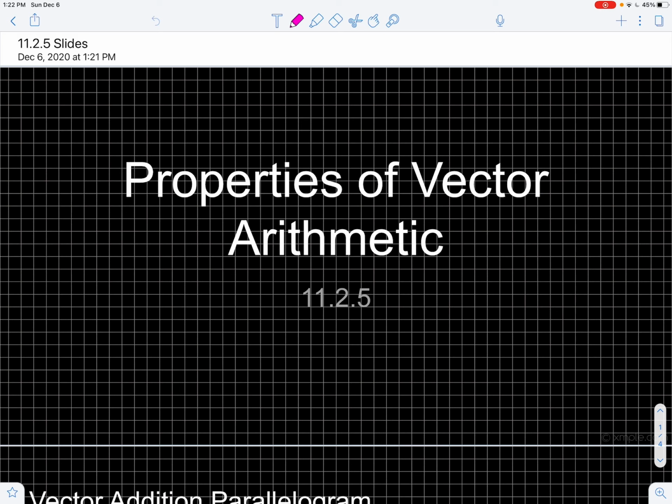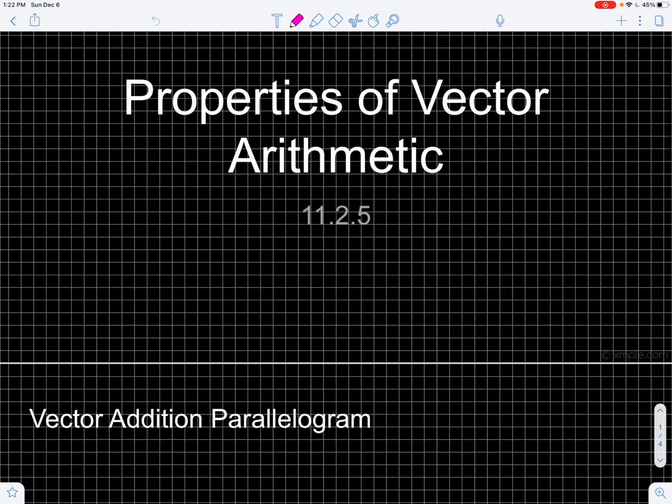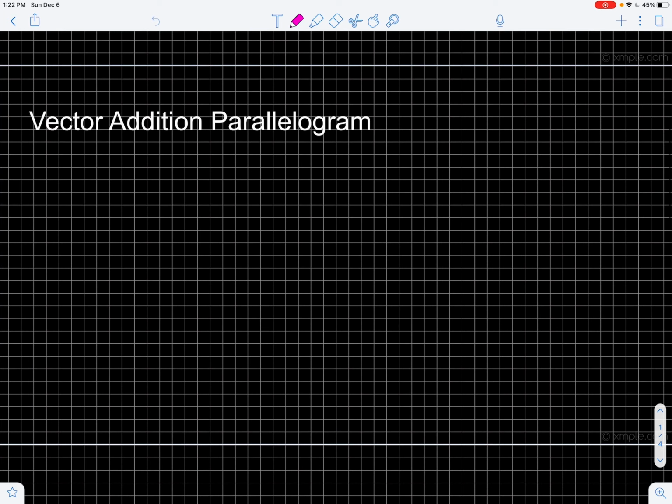Today we are going to be talking about the properties of vector arithmetic. Now, what do I mean when I say property? I mean stuff like commutative property, additive property, stuff that you guys had for scalars. They have rough equivalents in vector arithmetic. So let's get down to it.